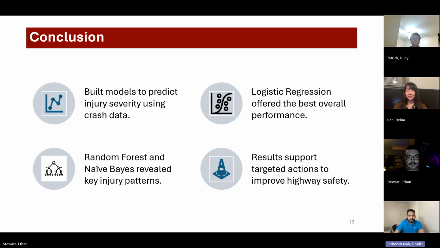To summarize, we built and evaluated 4 models to predict injury severity using crash data. Logistic regression emerged as the most balanced and effective model. Random forest and naive Bayes also provide valuable insights into injury patterns. Overall, our findings can inform targeted strategies to enhance highway safety based on predictive analytics. And hence, we have met the objective of this particular investigation as mentioned in the business understanding.